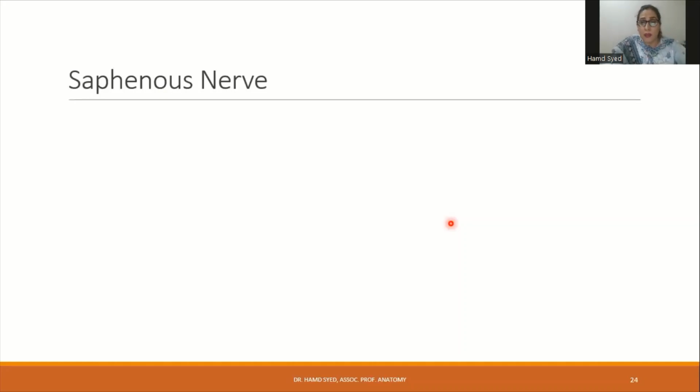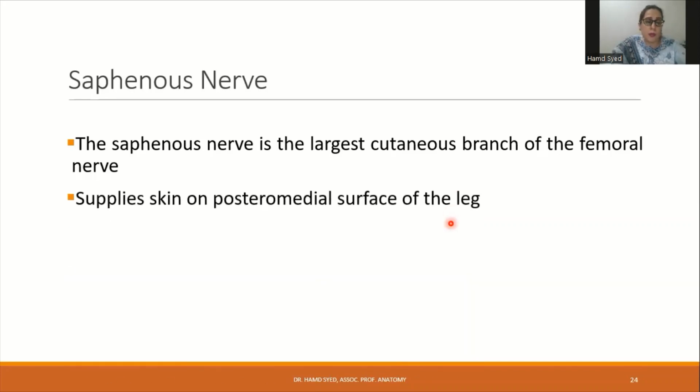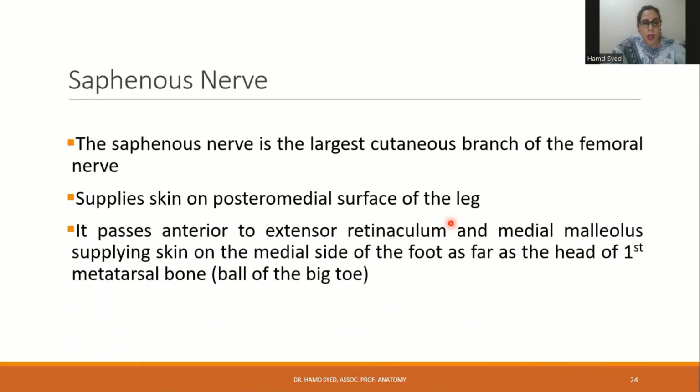Let's talk about the saphenous nerve now that we have mentioned it. It's the largest cutaneous branch of the femoral nerve. It supplies skin on the posteromedial surface of the leg, and it passes anterior to the extensor retinaculum and medial malleolus, supplying skin on the medial side of the foot as far as the head of the first metatarsal bone. So that is the region of the ball of the big toe.